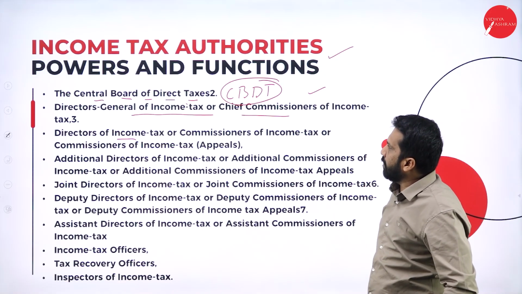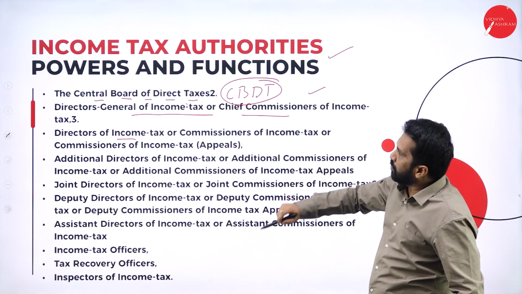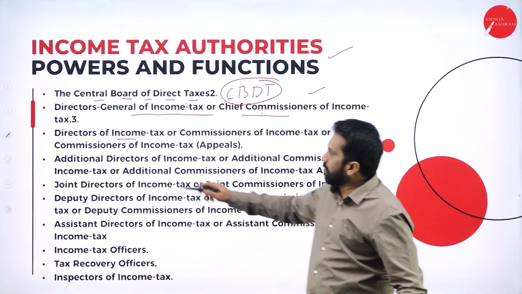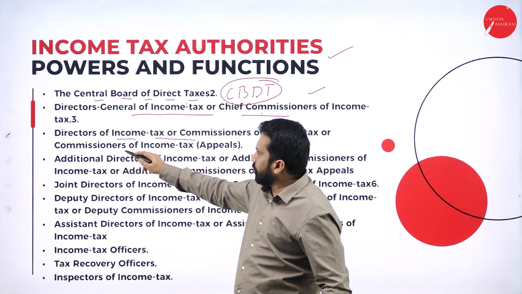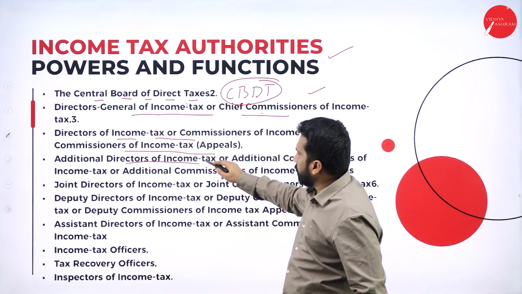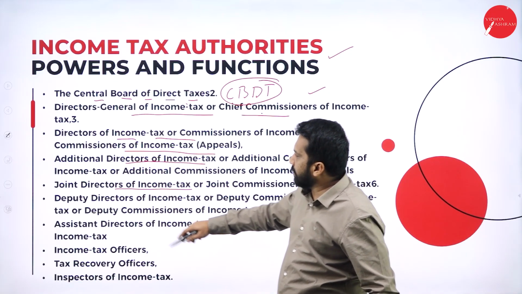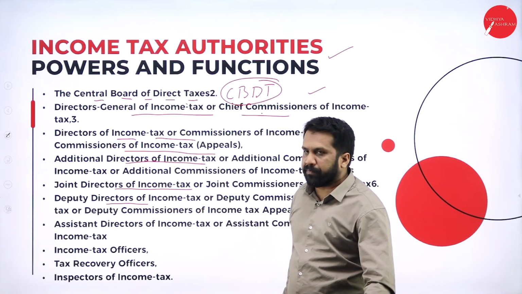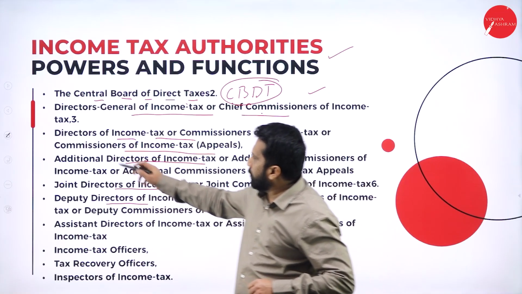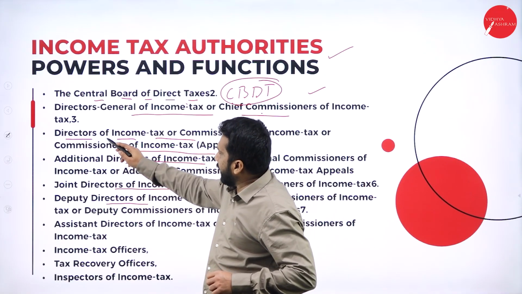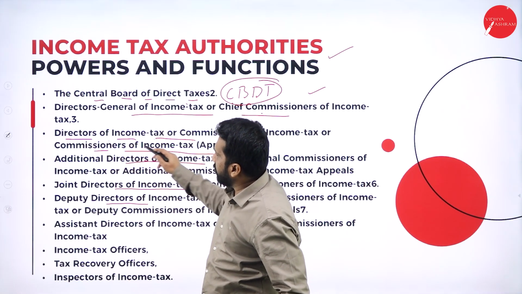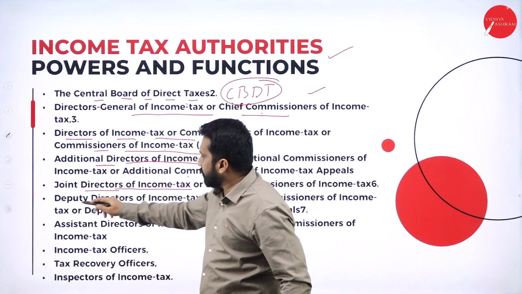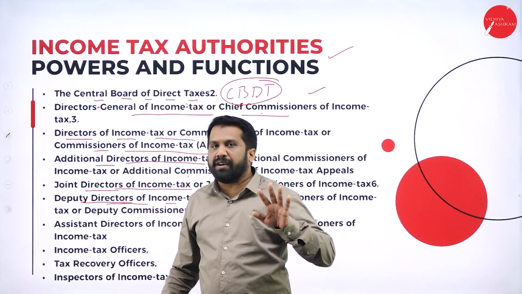Easy to remember actually. One is Central Board of Direct Tax, 2. Then Directors General of Income Tax, Chief Commissioner. Then Directors of Income Tax, Commissioner of Income Tax, Additional Directors of Income Tax, Joint Directors of Income Tax, Deputy Directors. See, I'll tell you the logic, how to remember. If it is a 2-mark question, you just have to remember directors. See, Directors of Income Tax, Commissioners of Income Tax, Additional Directors of Income Tax, then Joint Directors of Income Tax, Deputy Directors of Income Tax. See, all your 5 points done.